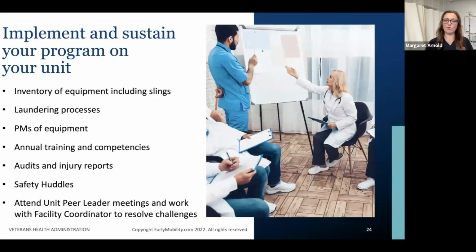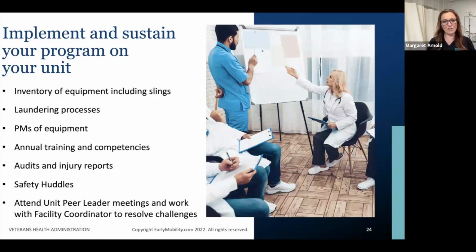Implement and sustain the program on your unit. Inventory we've talked about, laundry processes, preventive maintenance of your equipment, annual training and competencies, audits, injury reports, safety huddles. Attend your unit peer leader meetings, work with your facility coordinator and program manager to resolve challenges. You're going to come up against challenges. If this was easy, everybody would do it and we wouldn't need a unit peer leader, right?